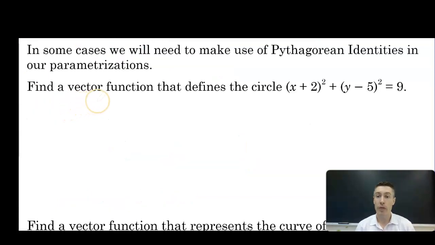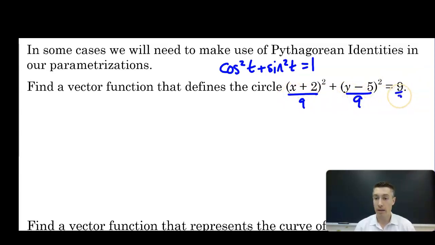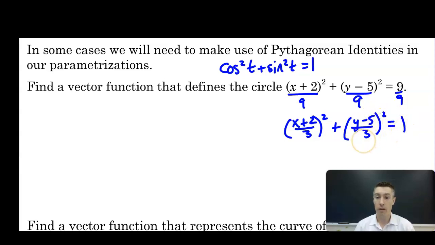Next, making use of Pythagorean identities. In particular, cos squared t plus sine squared t equals 1 will be an important one. So find a vector function that defines the circle (x plus 2) squared plus (y minus 5) squared equals 9. So we're in 2 dimensions here. So first thing, getting this equation equal to 1 will be helpful. So we'll divide each piece by 9. And I want to rewrite it so this whole term is squared. So ((x plus 2) over 3) squared plus ((y minus 5) over 3) squared equals 1.